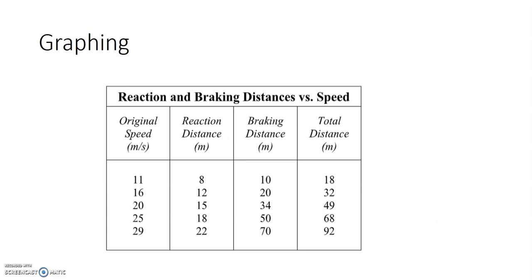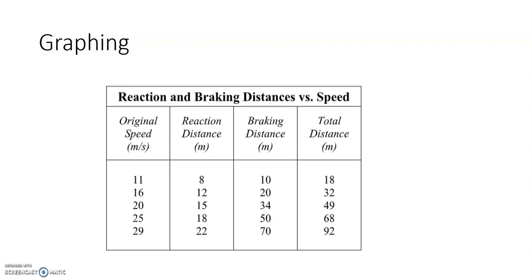So looking at this information given in the data table on this screen, we have reaction and braking distances versus speed. So we have original speed, reaction distance, braking distance, and total distance. Reaction distance is the amount that you drive, so how far you drive before your brain thinks, oh no, I need to press the brake. So there's a period of time before you press the brake, and that distance is called your reaction distance.